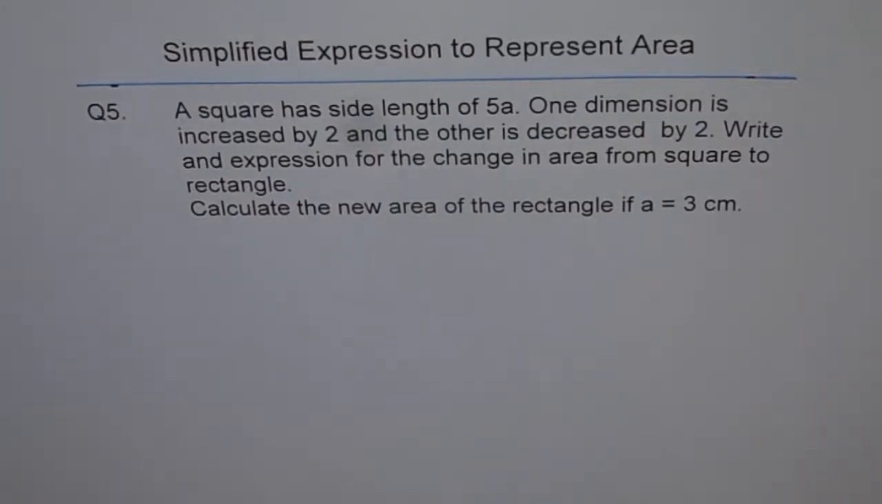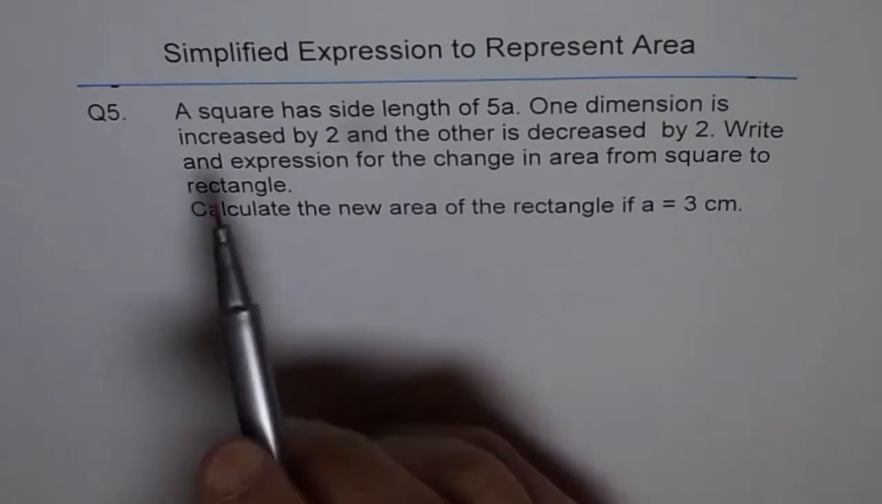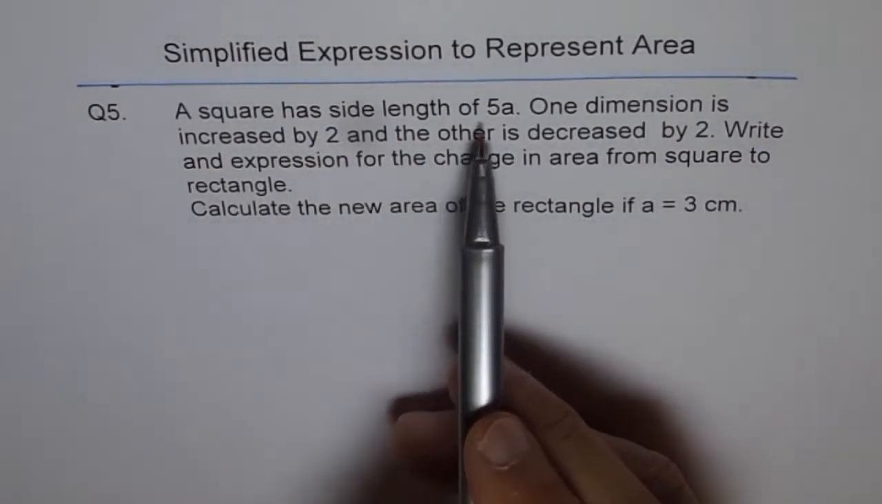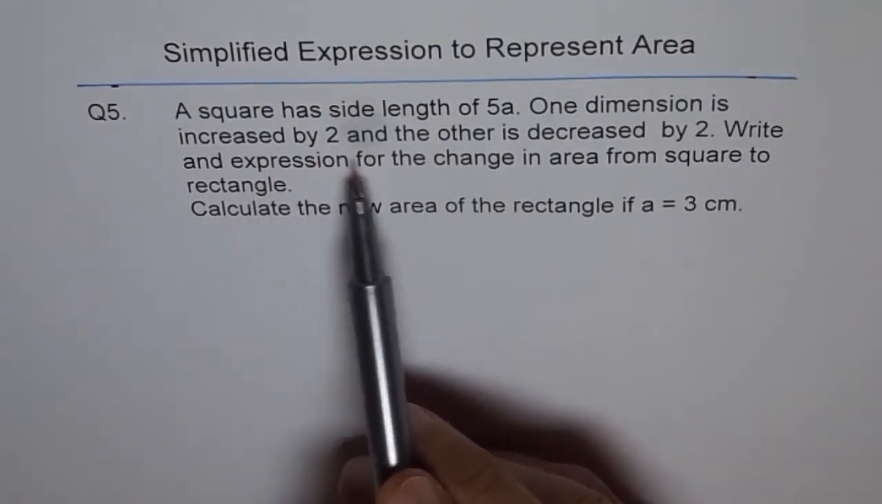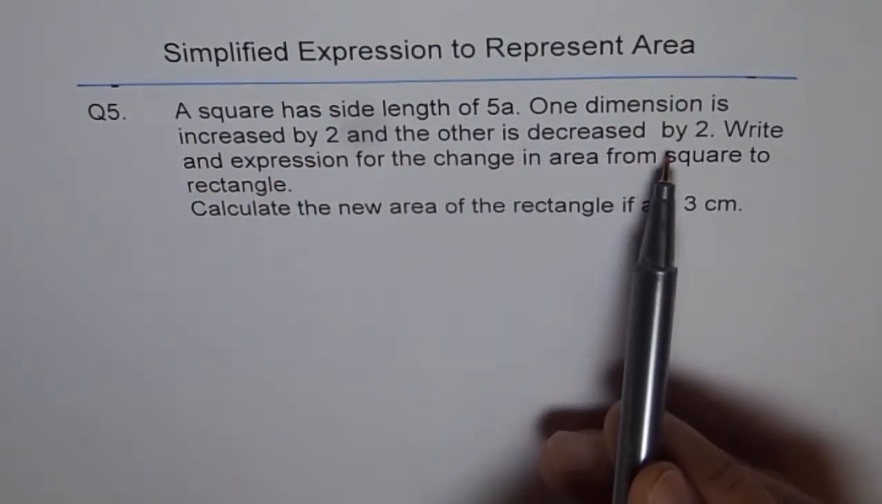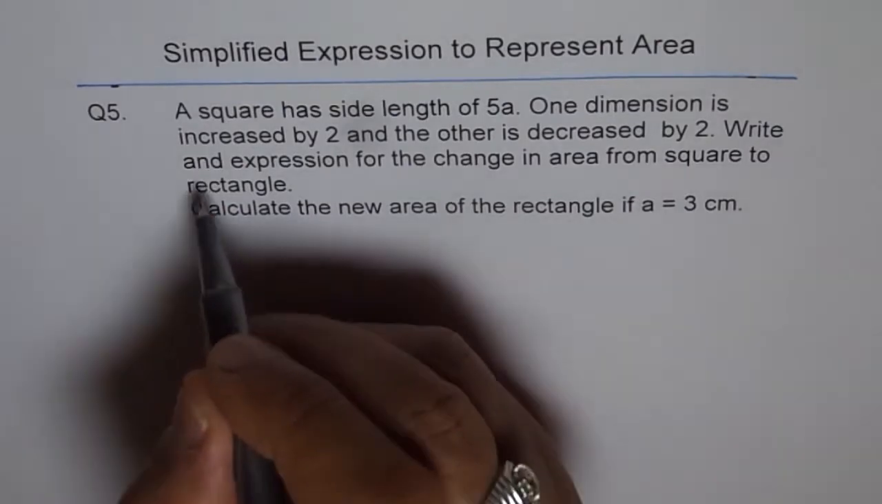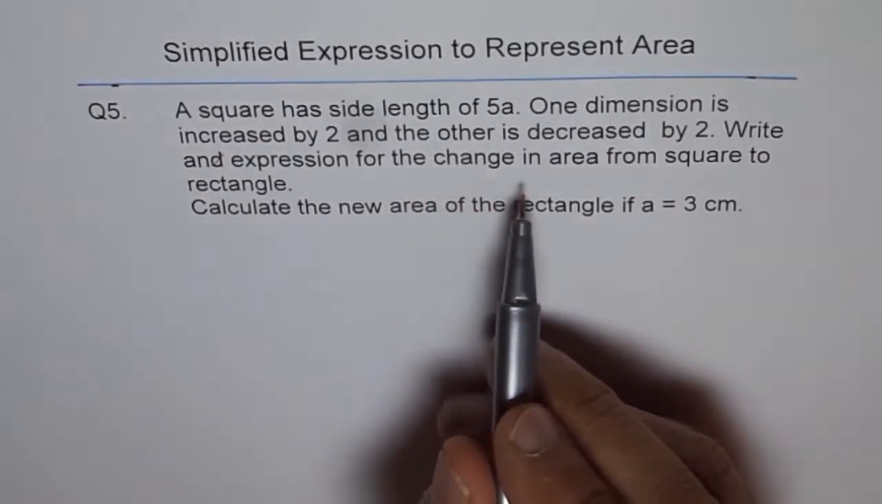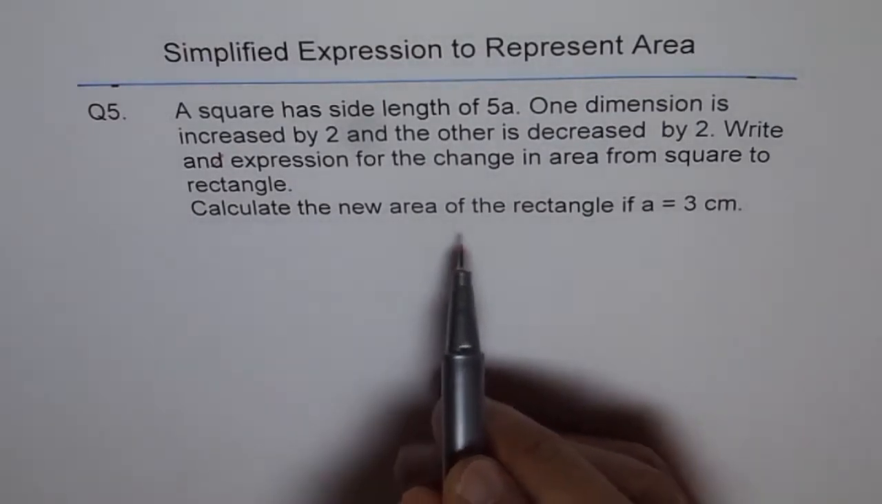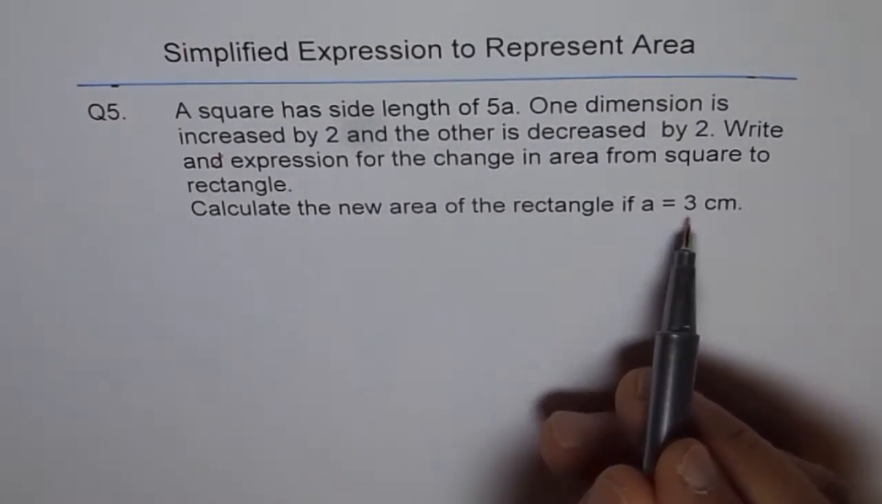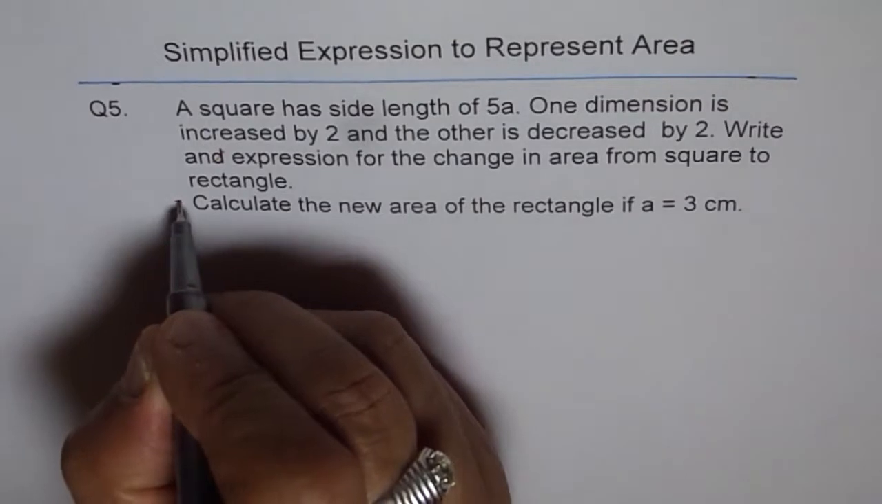Simplified expression to represent area. Question 5. A square has side length of 5a. One dimension is increased by 2 and the other is decreased by 2. Write an expression for the change in area from square to rectangle. Calculate the new area of the rectangle if a equals 3 centimeters, right? So that's the second part.